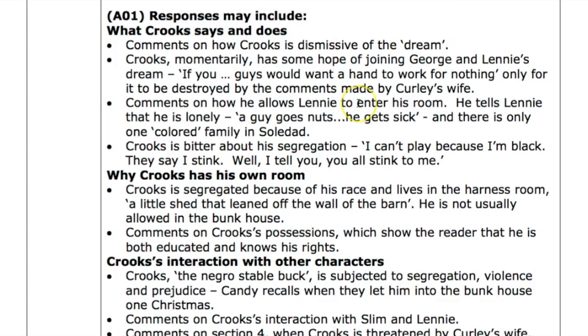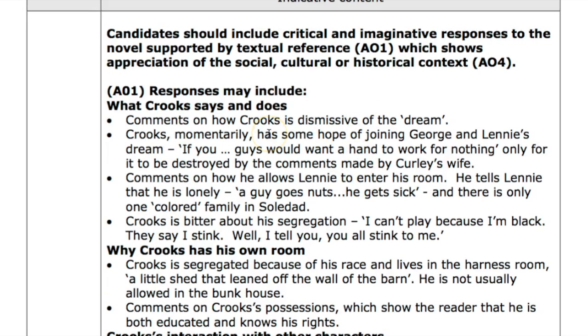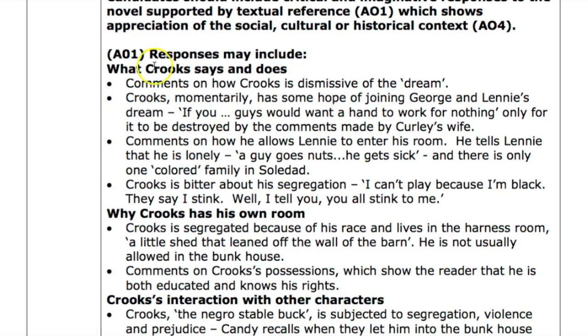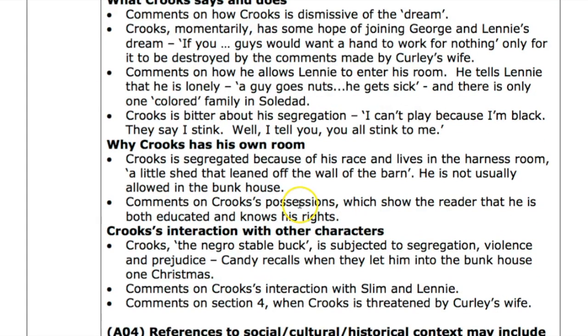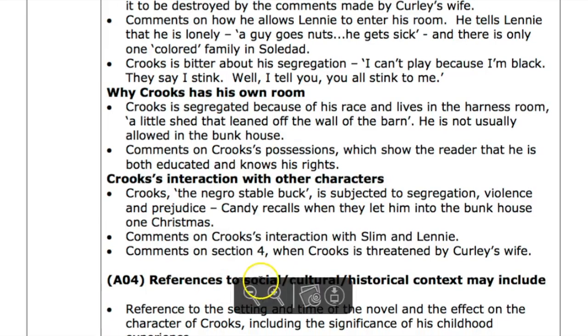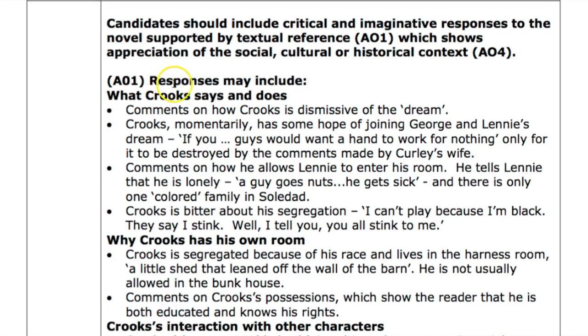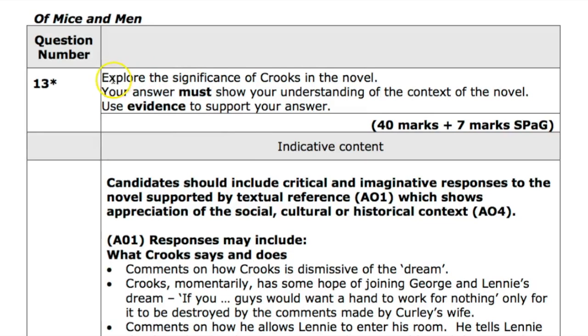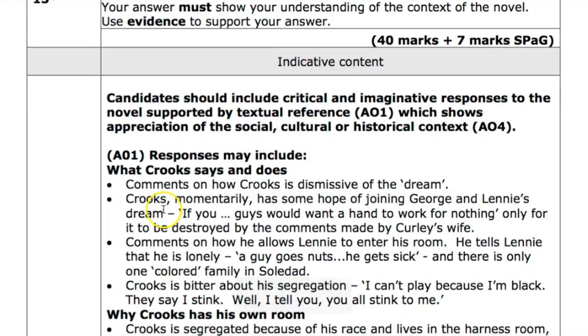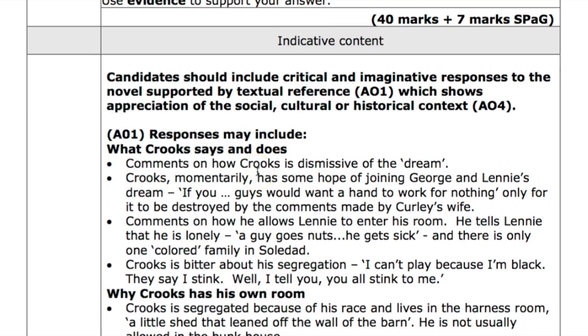So let's now really quickly go into this, because this is less important, if you see what I mean, because obviously for all of the people watching this who aren't studying Of Mice and Men, you'll be wondering what relevance this has. This is just about how you can integrate your answers into your references to social, cultural and historical context. So very quickly, let's find the important parts of the question, which explore the significance of Crooks in the novel.